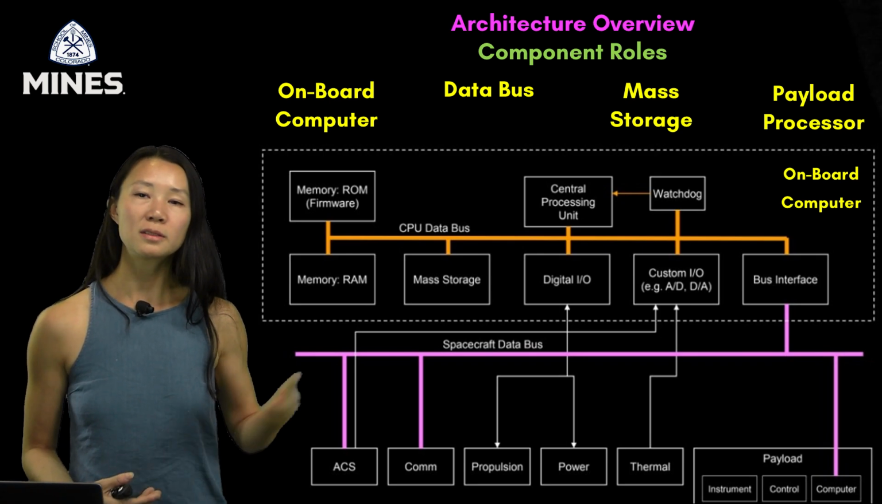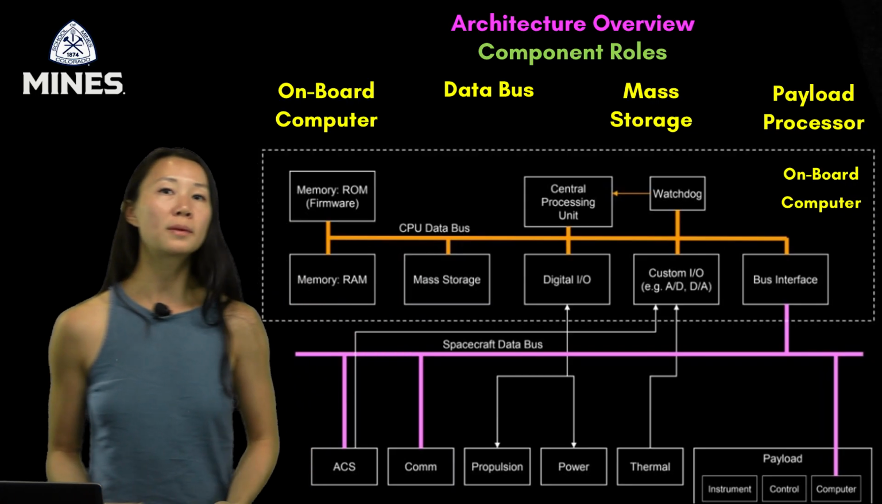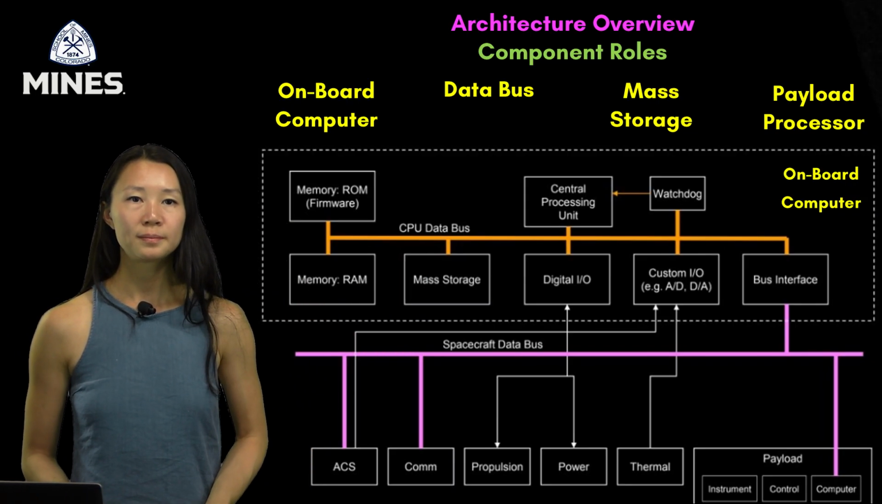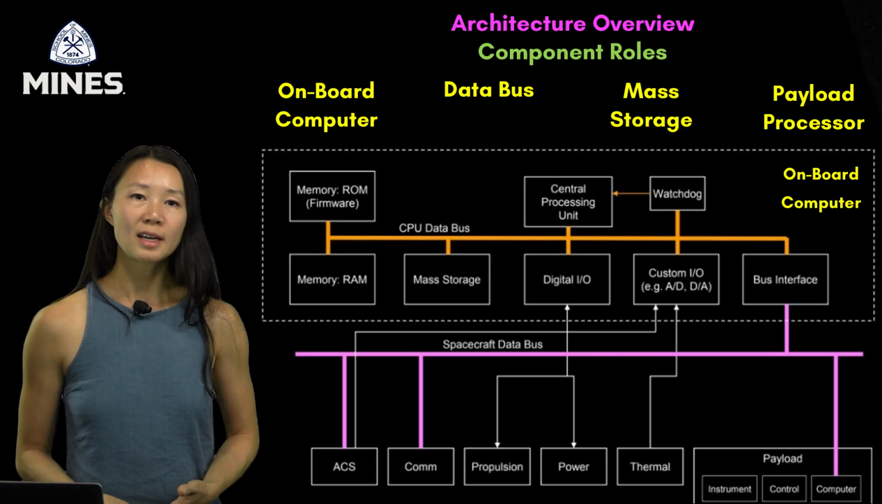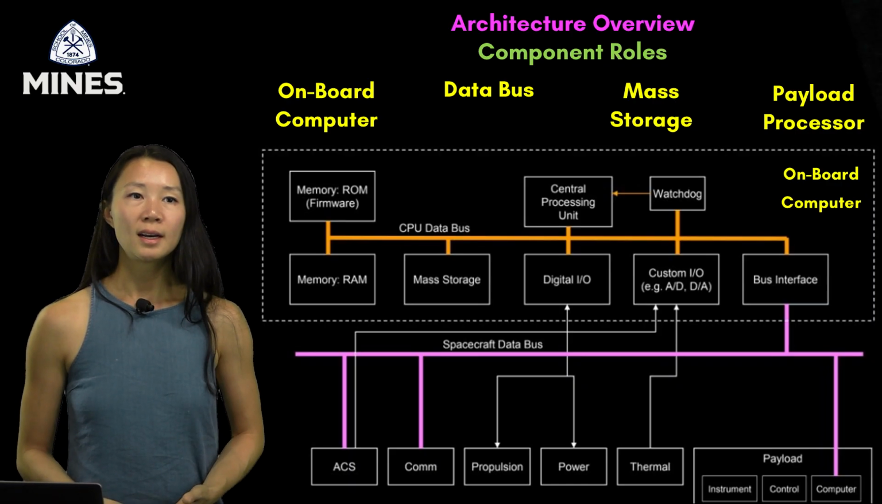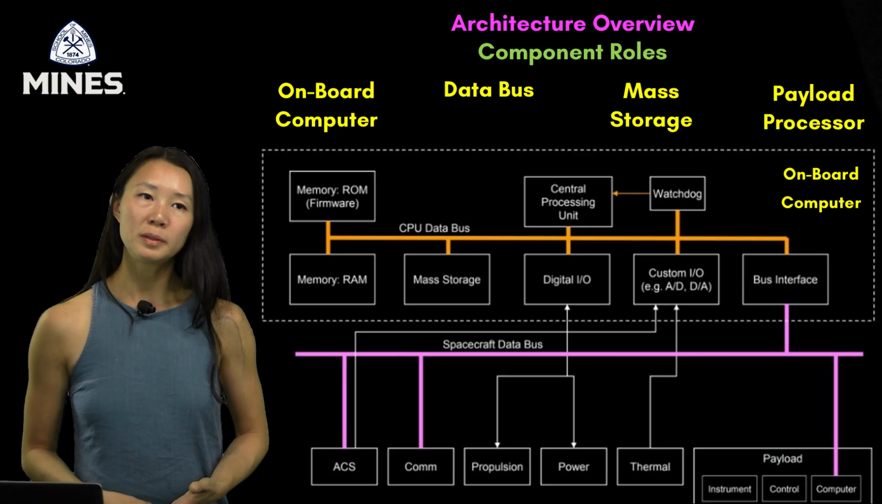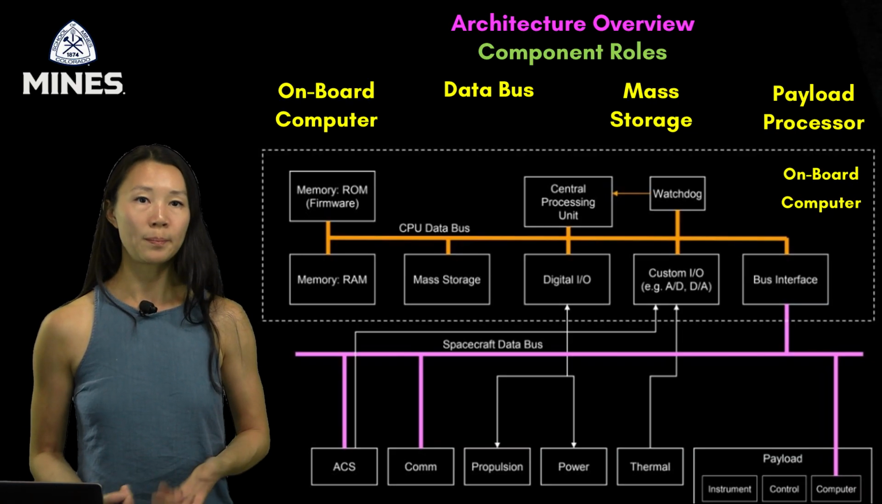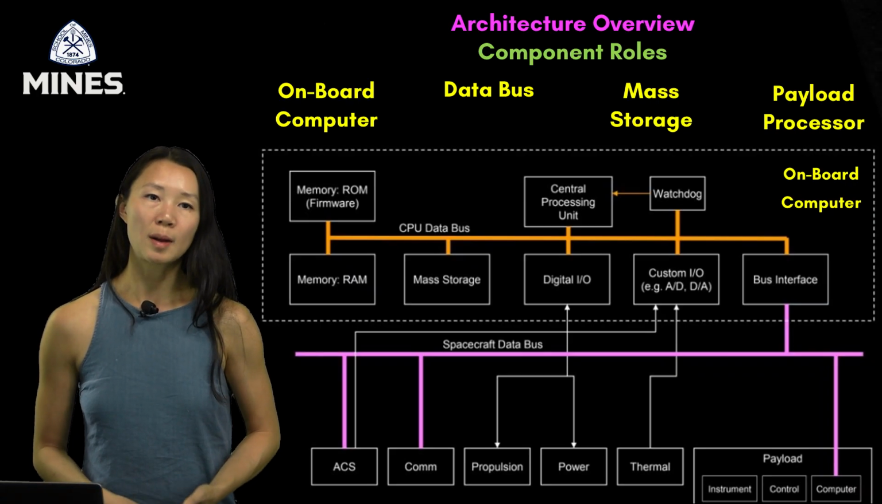In the middle, you'll see the central processing unit, or CPU, which executes all flight software and real-time decisions. The CPU connects to read-only memory, or ROM, where firmware and boot instructions are stored, and to random access memory, or RAM, which temporarily holds data during operations.